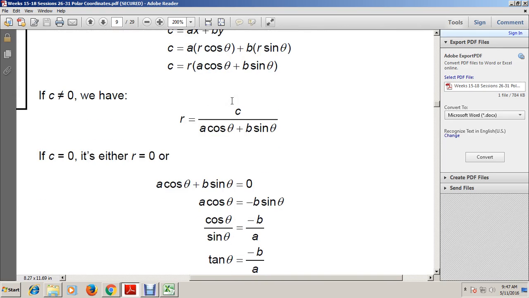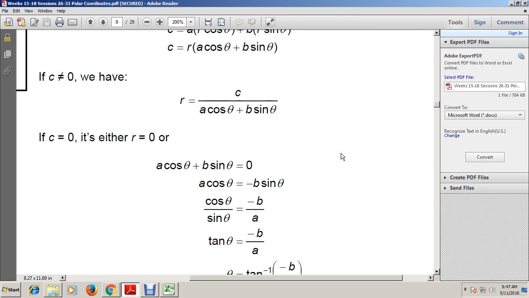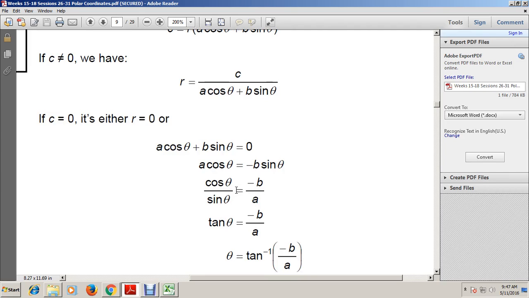If c is equal to 0, r is equal to 0, that means you will not have any form of a graph. Now, if c is 0, it's either r is 0 or a cosine theta plus b sine theta is equal to 0. If a cosine theta plus b sine theta is equal to 0, we could transpose one of the terms to the other side. Doing that, we have a cosine theta is equal to negative b sine theta. Solving for cosine over sine, that gives us negative b over a.